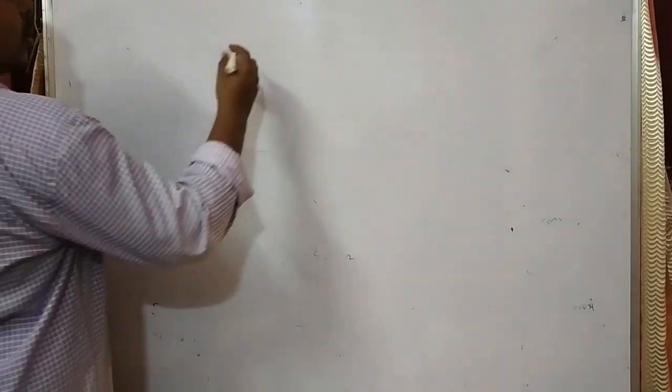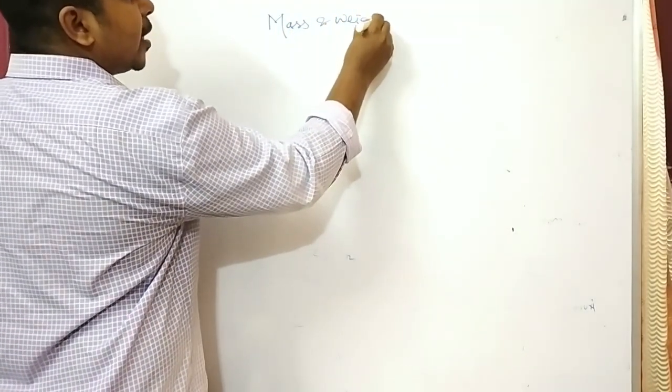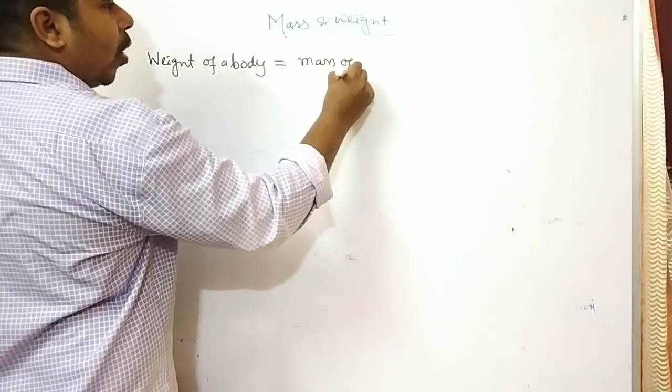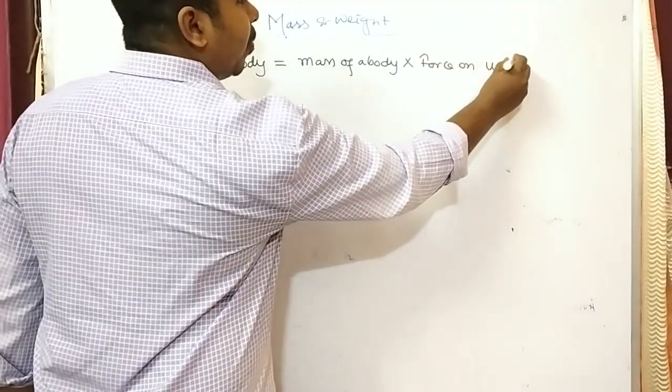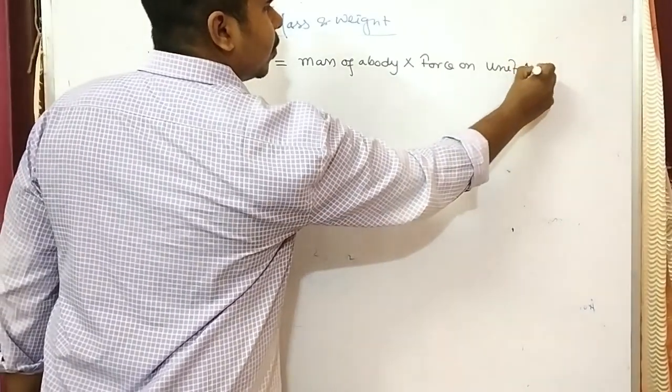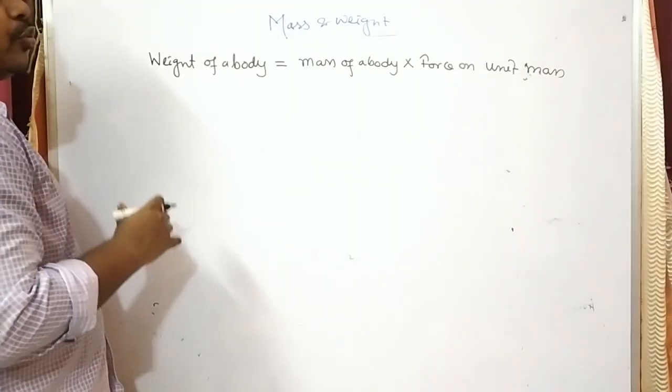Now we will discuss another topic, numericals of mass and weight. Though we discussed many things about mass and weight in our previous video, before doing numericals I just want to remind you how we can find it. Whenever we are discussing mass and weight, mainly we are finding the weight of a body. We find it by the mass of a body into force on unit mass.